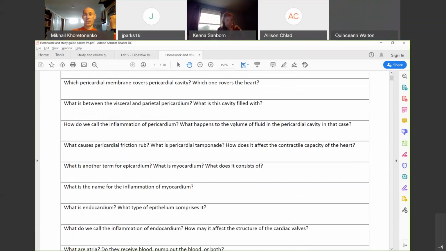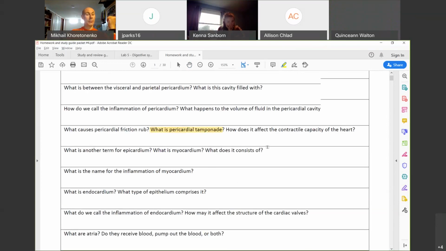If the volume of the fluid in the pericardial cavity increases, it leads to pericardial tamponade. Okay, so that's pericardial tamponade. Pericardial friction rub is when the roughened surface of the visceral pericardium starts to rub against the parietal pericardium, and the surface is roughened because of the inflammation. Pericardial tamponade decreases the contractile capacity of the heart.